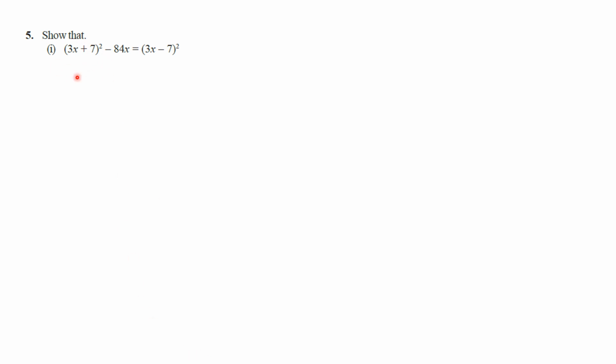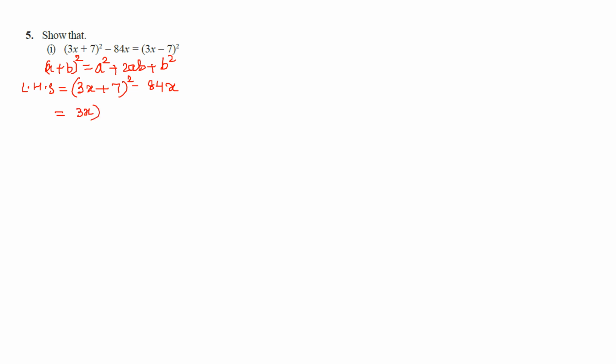So if you see in LHS part, it is (3x plus 7) whole square. So here I can use the identity (a plus b) whole square, right? So first I am writing the identity itself. So it is (a plus b) whole square. It will give me a square plus 2ab plus b square, right? Now I am going to take the LHS. So LHS is equal to (3x plus 7) whole square minus 84x. Now (3x plus 7) whole square, I am going to use (a plus b) whole square.